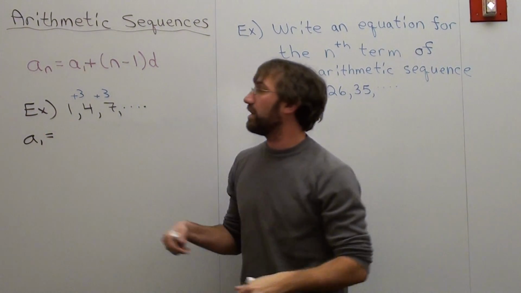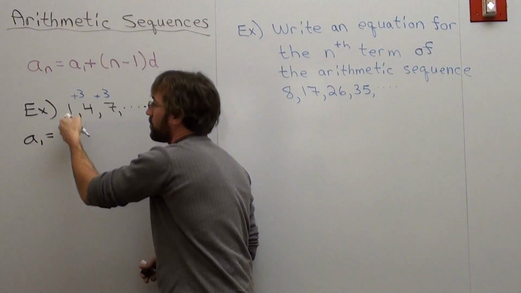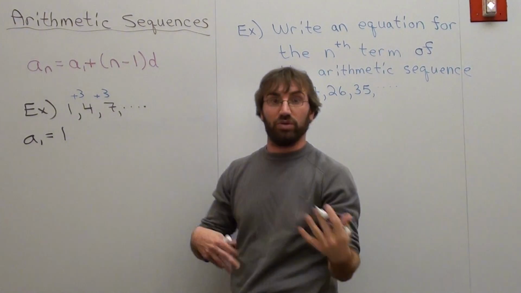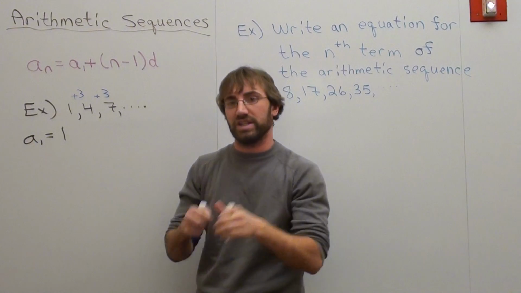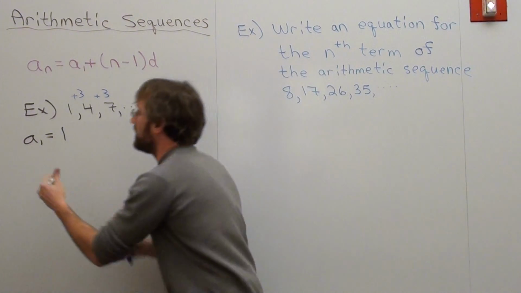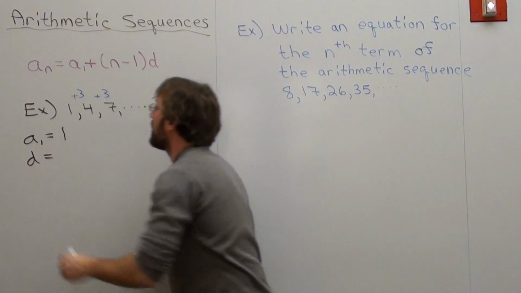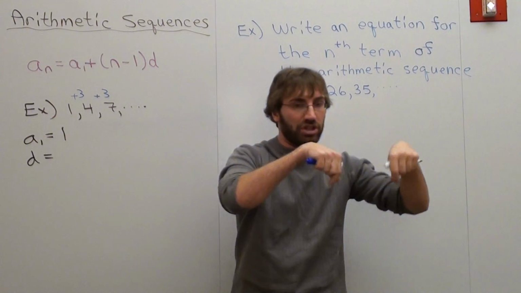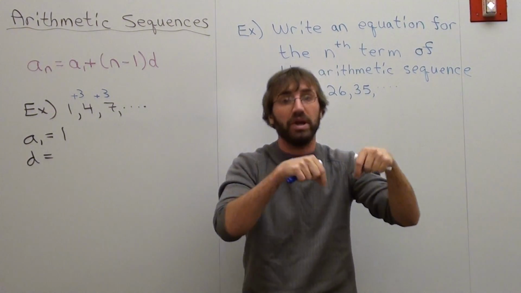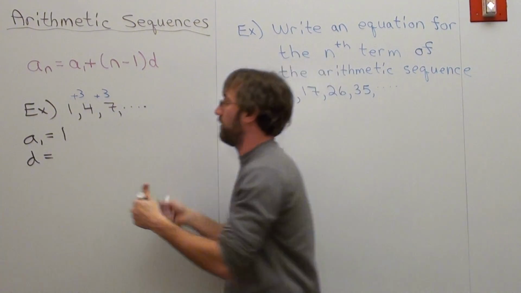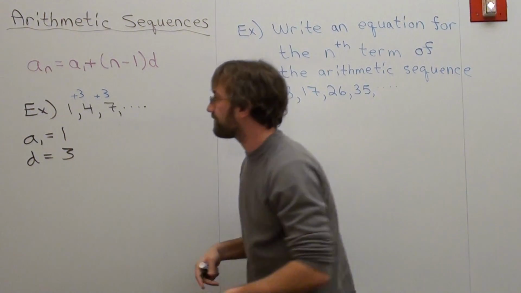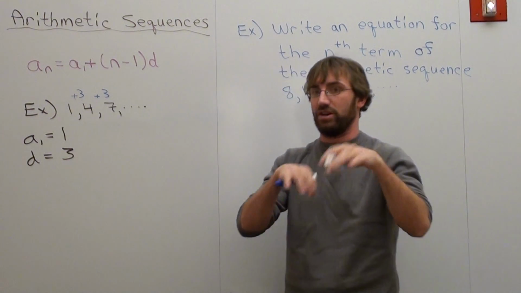my a sub 1 is 1. Now, if the first number were 3, then the a sub 1 would be 3. But whatever the first number is in the sequence is the a sub 1. The D is what you're changing each term in the sequence by to get to the next one. And what you're doing is you're adding 3. And as long as you're adding or subtracting, it's arithmetic.